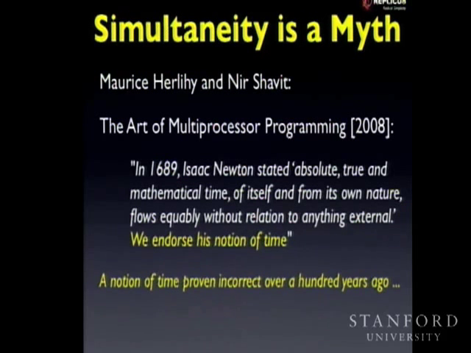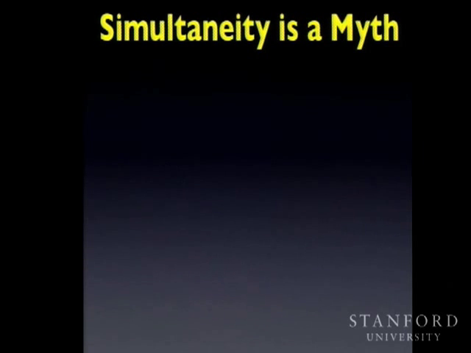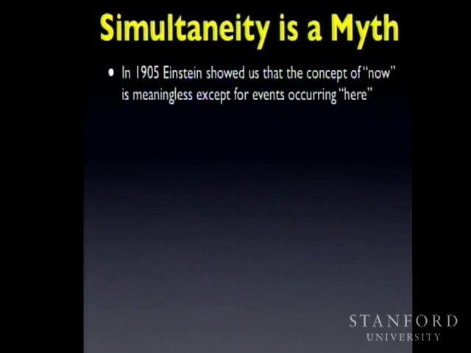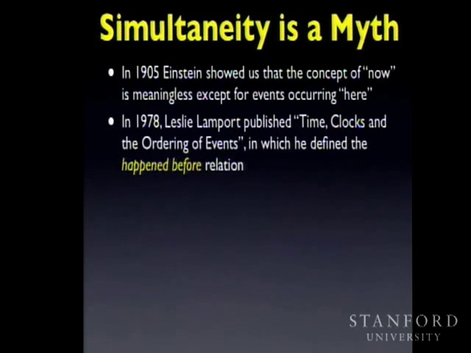But this is what they've written right at the front of their book in the introduction section. They actually quote Newton and say that we endorse his view of time. This is very curious from some of the top researchers and educators in the field, because this notion of time was actually proven incorrect over 100 years ago. So, first statement here: simultaneity is a myth. Remember this, in 1905, Einstein showed us absolutely that the concept of simultaneity is utterly meaningless. And you've got to have an association between what happens when with what happens where.